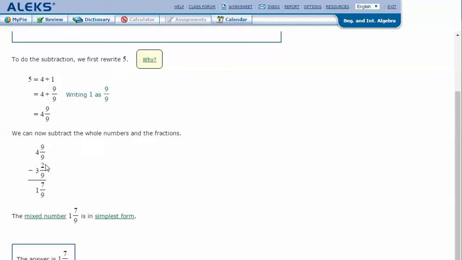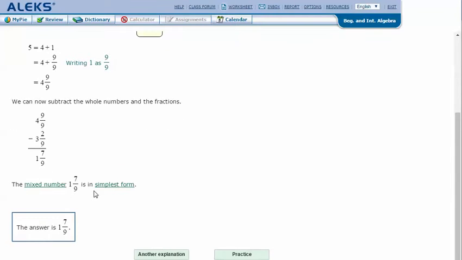And so 9 minus 2 is 7/9. And then 4 minus 3 is 1. And 1 7/9 is already in simplest form, so I don't need to reduce this. So this is my final answer. Let's look at another explanation.